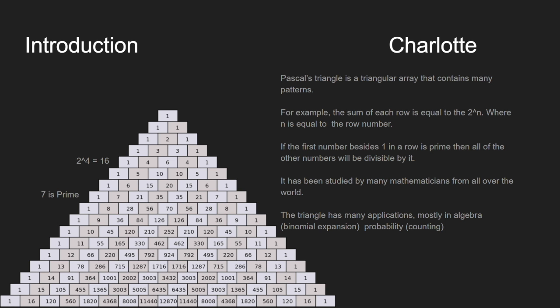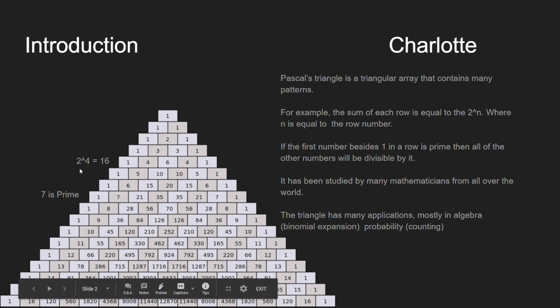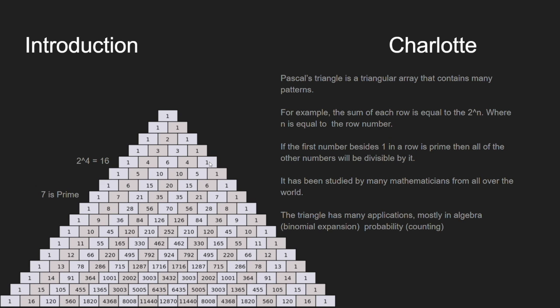So I'm going to be covering the introduction. Pascal's triangle is a triangular array that contains many patterns. For example, the sum of each row is equivalent to 2 to the power of n. Here, n is equal to the number of rows. So if we look down here, we have an example. 1 plus 4 plus 6 plus 4 plus 1 is equal to 16, and 2 to the power of 4, because this row is the fourth row, is equal to 16.